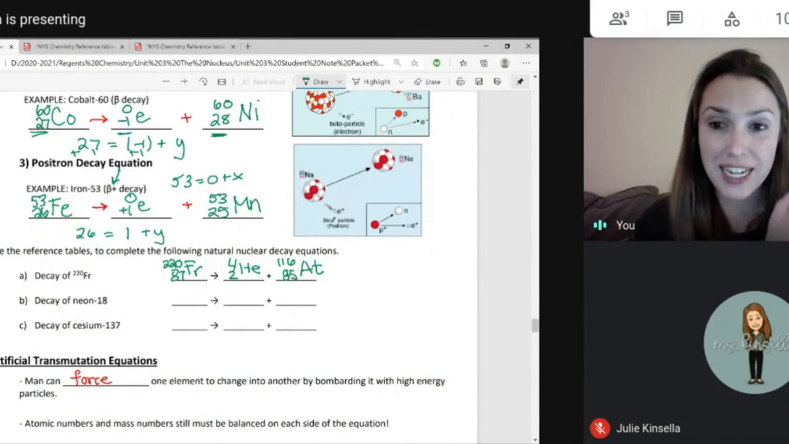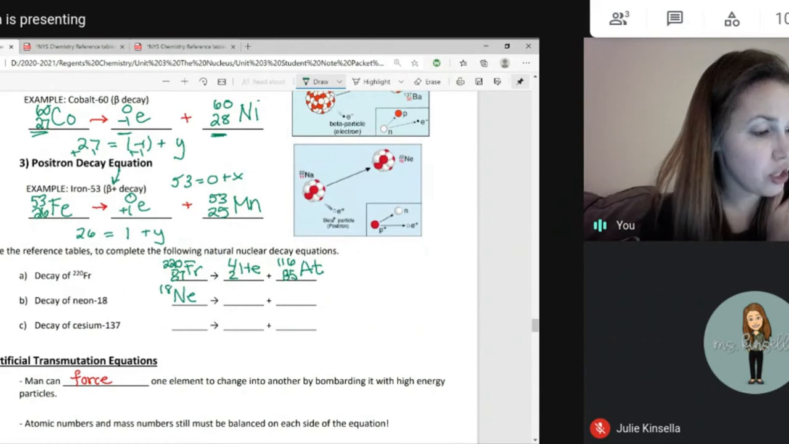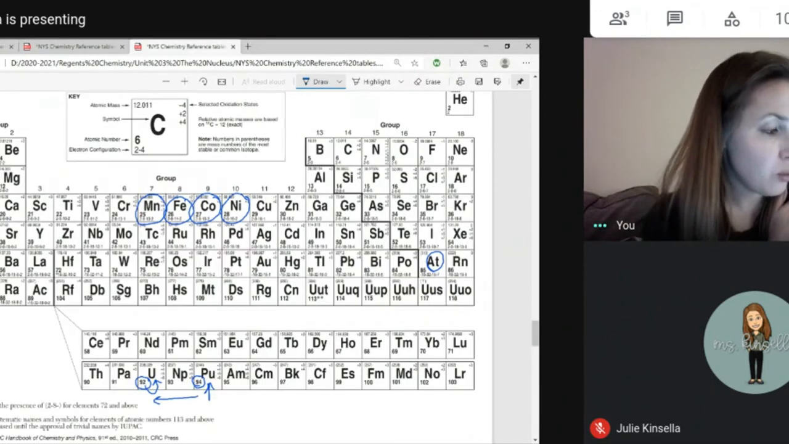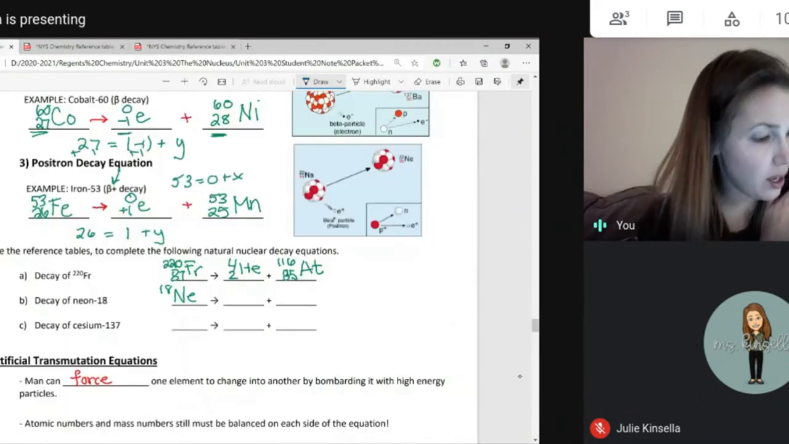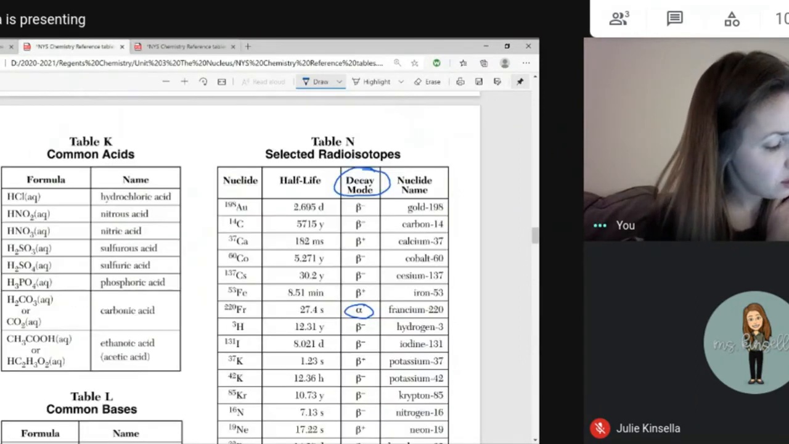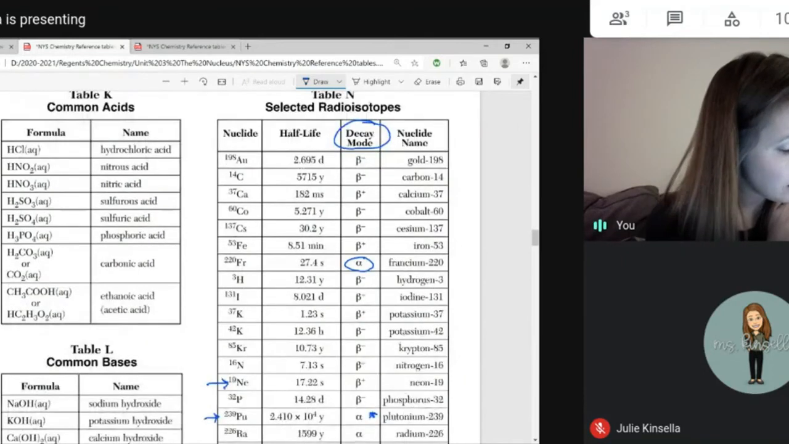All right, moving on to the next one, neon-18. So I'm going to fill in neon-18. I'm going to make sure I go get the atomic number, which is over on the right-hand corner, number 10. Okay, I'm then going to be looking at table N. Neon, it's right here, 19. I see a B with a little plus.